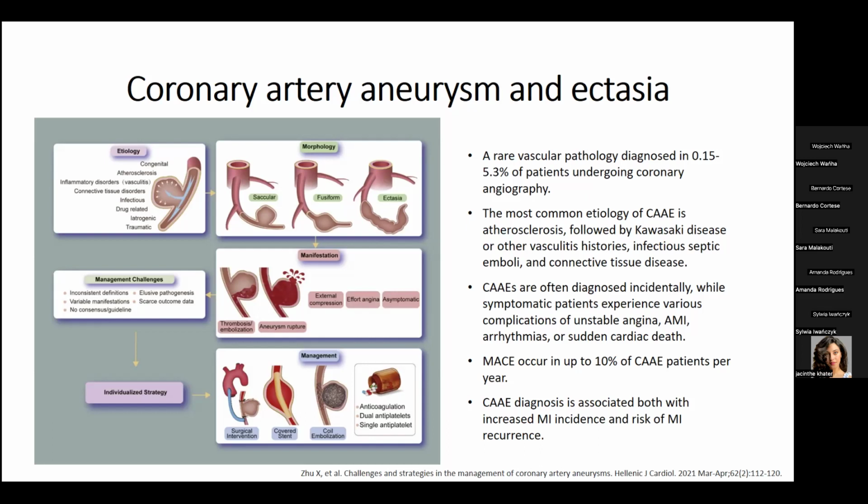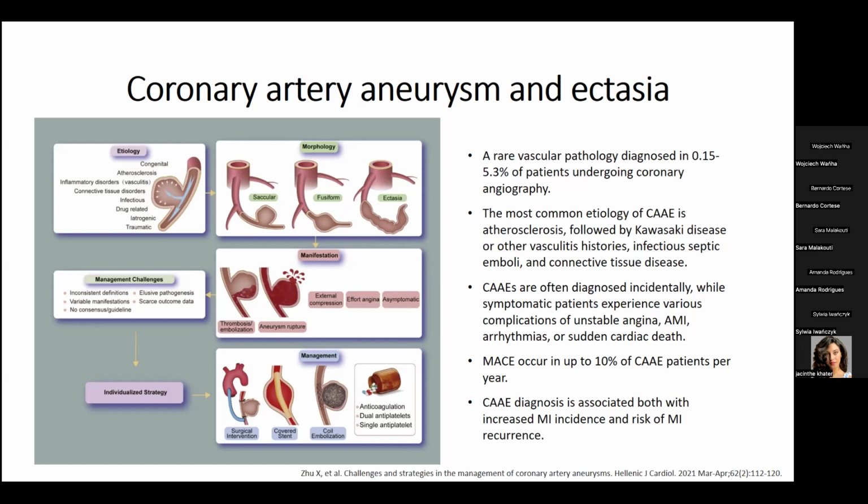The problem is, of course, with the pathophysiology of coronary aneurysm. As I said, the most common reason is atherosclerosis, but we generally don't know why only in some patients with atherosclerosis the aneurysms are developing. Probably there are some other factors that increase the risk of aneurysm development.